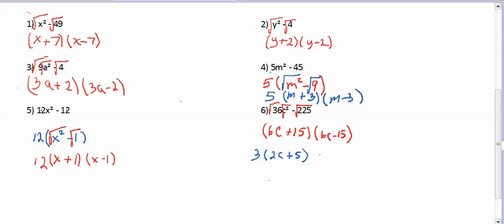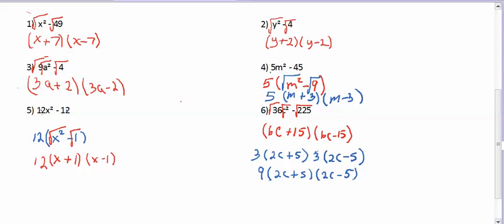But these also have a 3 in common, so I'm going to take a 3 out of this, and I'm going to get this. Because when I multiply this, I get 6. When I multiply this, I get negative 15. So now, I'm going to multiply these two 3's together to get a 9 to simplify it. And this is going to be my answer.